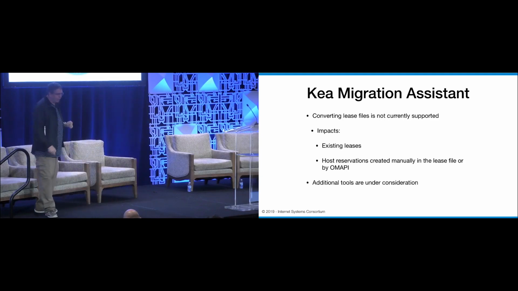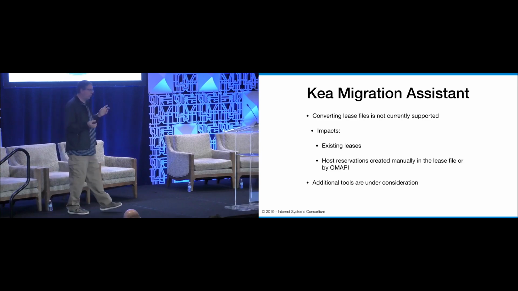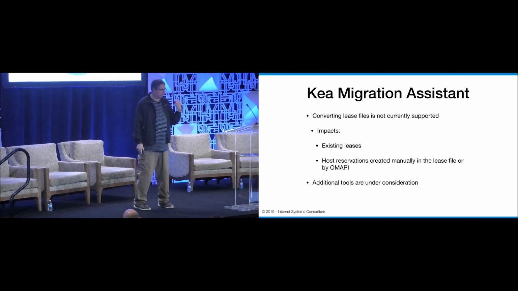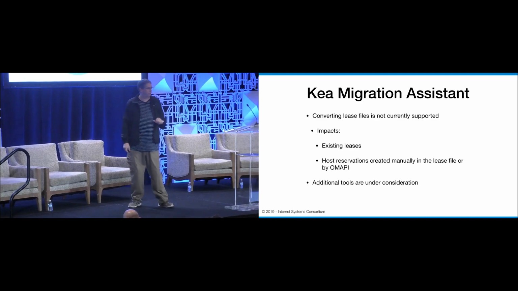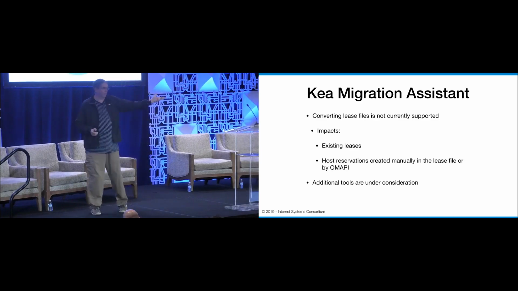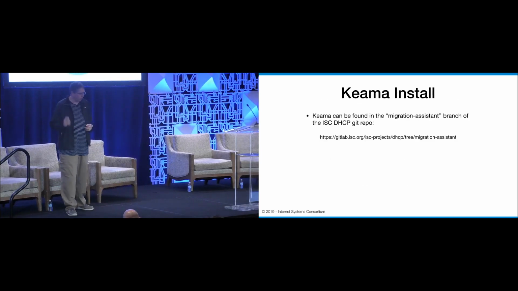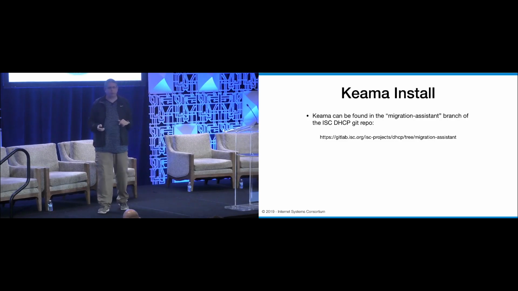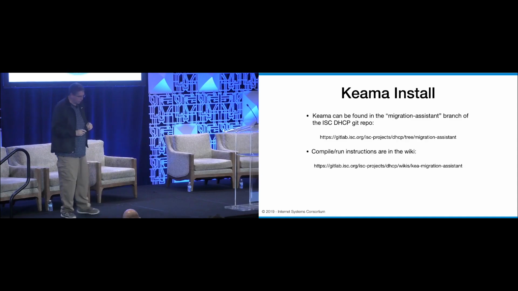ISC is looking at additional tools. There are a couple of technical issues, so you can't just slurp in the ISC DHCP leases file and spit out a Kea database, but it's being worked on, being looked at. If you want to look at Keama, you can go out to this URL, and it's going to be in the slides, I'm sure, in the ones that are available through NANOG.